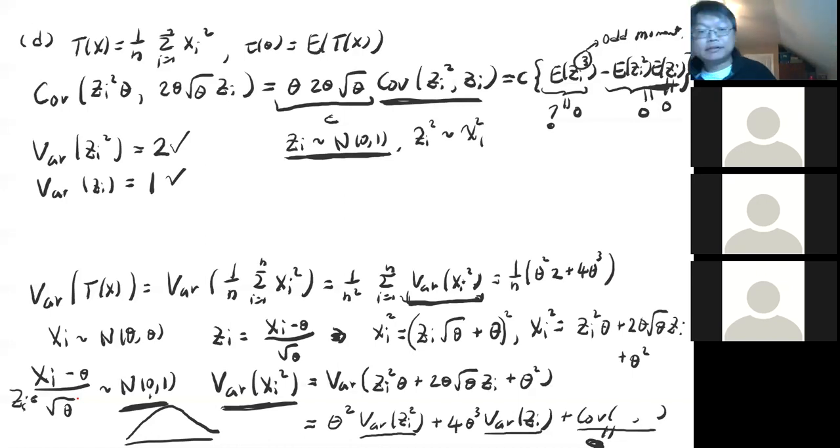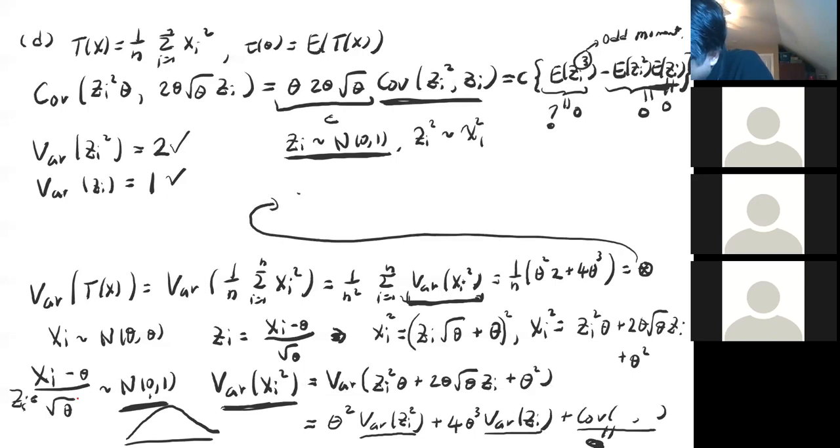Okay, good. Let me double check that. Did I do it correctly? Yeah, I think so. Okay, good. So right here, let me write it here: 1 over n. You can actually take 2 theta squared out, then eventually it becomes 1 plus 2 theta. This exactly equals the CRLB we derived previously.